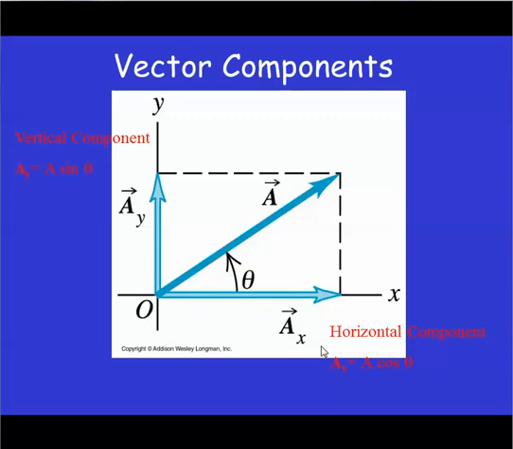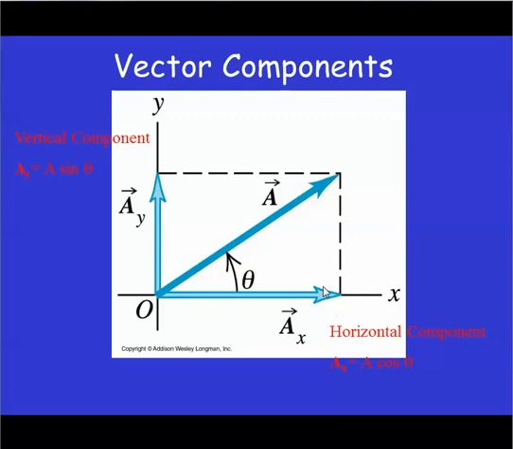Alright, let's talk about components, because that's what we're going to use most of the time to find our vector sums and differences. If you have a vector A, you can think of it as being the result of two separate vectors. So here I'm showing A in the x direction and A in the y direction.